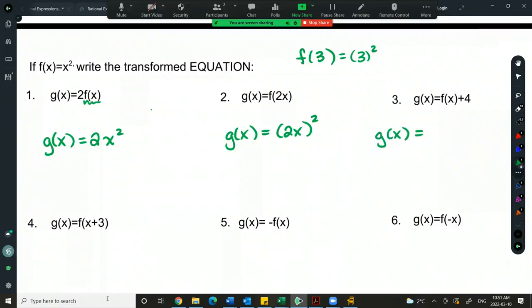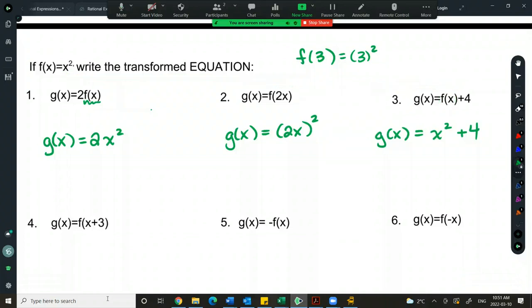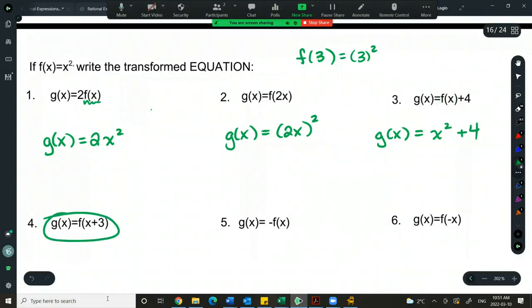Alan, what do you think? Perfect. Okay, so we're just taking f at x and we're replacing it with x squared. That's what f at x is equal to. Okay, what would this one look like?